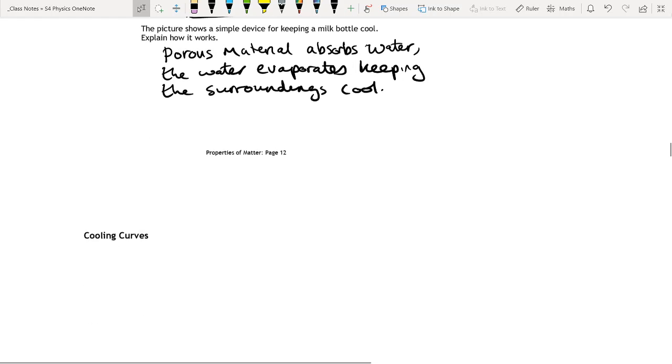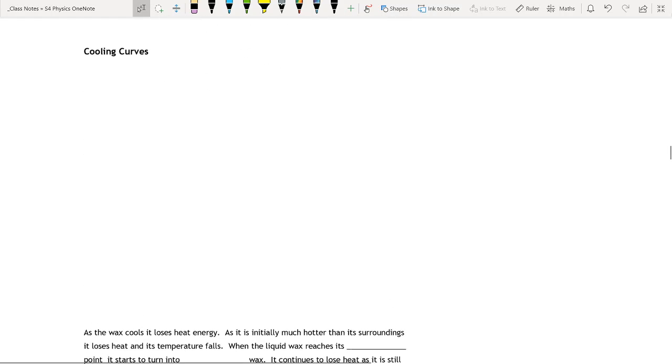Okay? So cooling curves are curves that you would plot if you were watching something cool and you were taking the temperature of it.